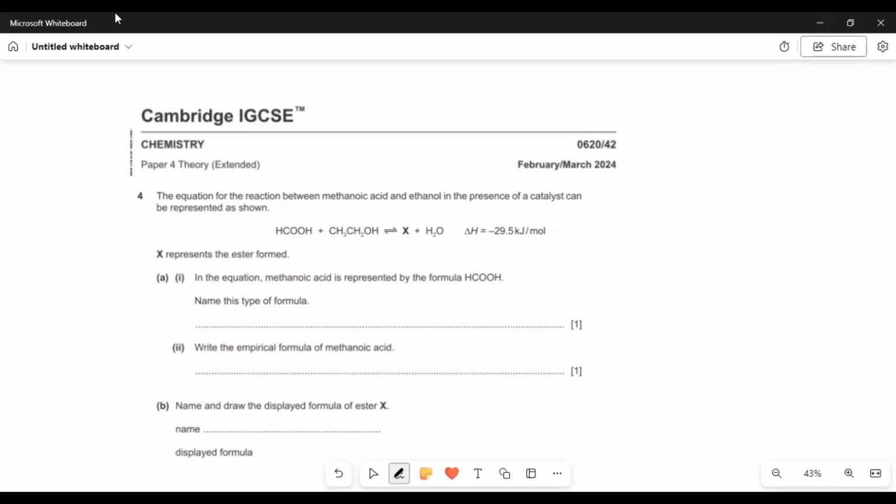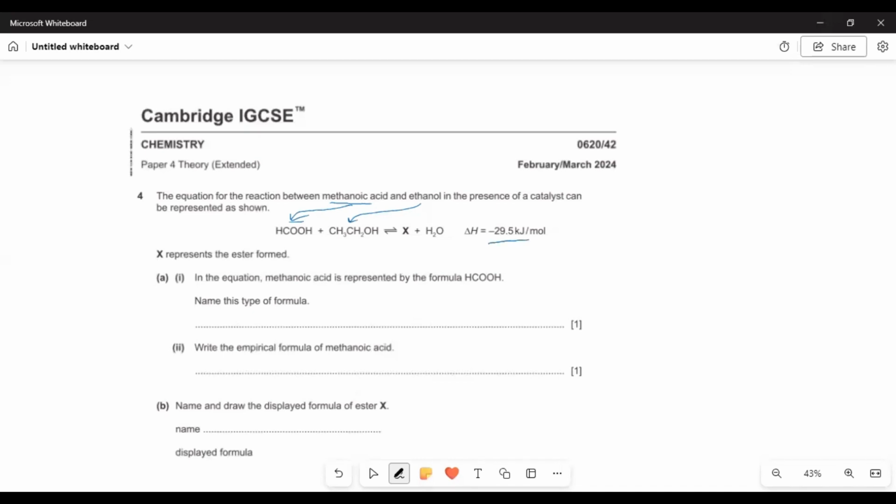This is question number 4, 620, paper 42, February-March 2024. The equation for the reaction between methanoic acid and ethanol in the presence of a catalyst can be represented as shown.